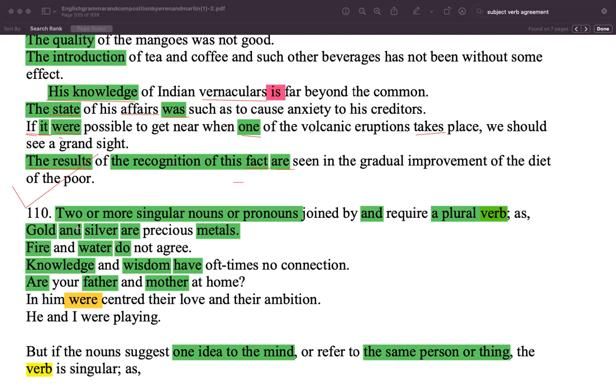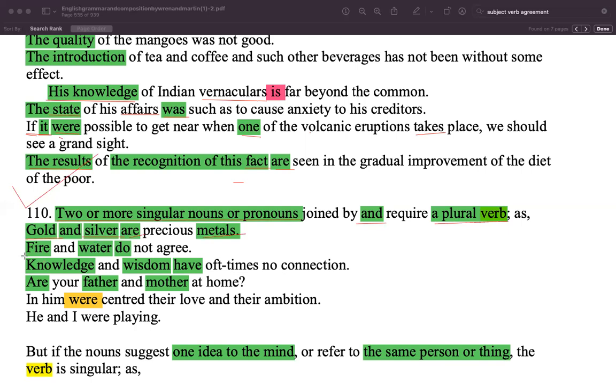Second, the second rule states that two or more singular nouns or pronouns, whether two singular nouns, two singular pronouns, or more than that, if they are joined by "and", need a plural verb, right? Let's say: "Gold and silver are precious metals." So "are" is used. Why? Because the subject is two singular nouns.